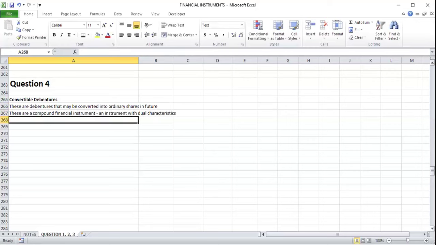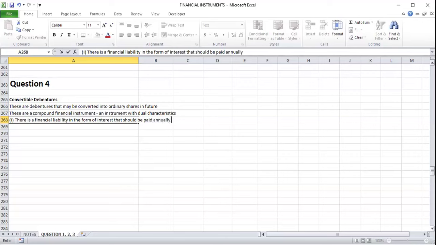Right. Number one, there is a financial liability. In the form of interest that should be paid annually. And the principal repayment on maturity, if the holder decides to get cash.